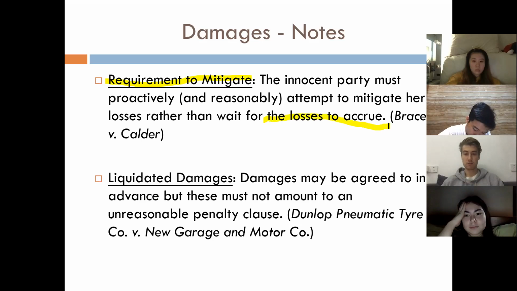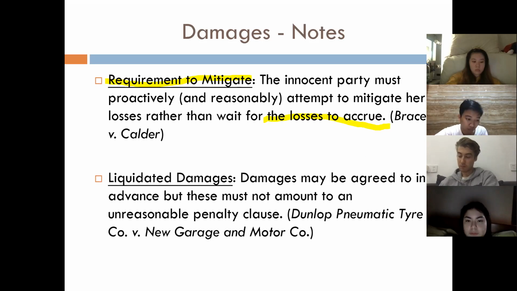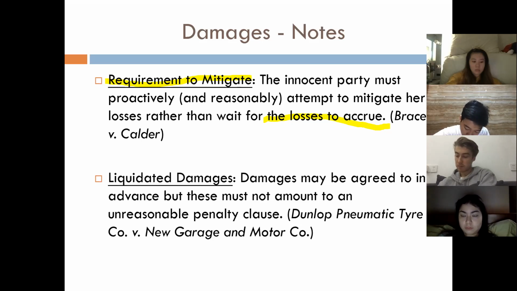Yeah, and that's what the word accrue means. Accrue means to get bigger. And that's what this rule means. You're right. You're not allowed to wait for your losses to get bigger. Now, we haven't seen this before because previously we learned torts. And in torts, this really isn't an issue. This never happens. When people are hurt, they go to the doctor. But in contracts, this happens all the time when people are angry at each other.